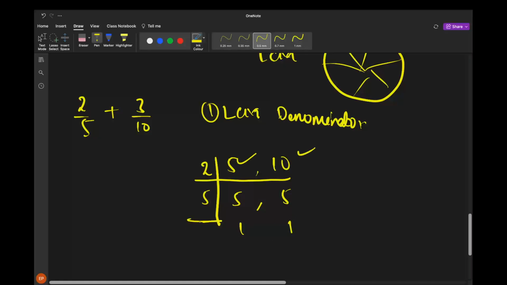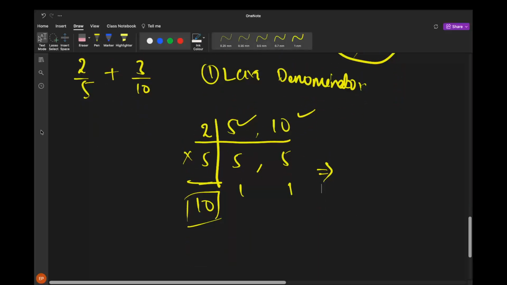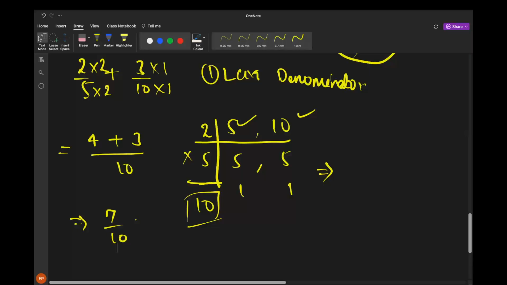So this is the LCM. Just multiply these two numbers. 2 5s are 10. 10 is the LCM, right? To make it 10, how much do we have to multiply here? 2. So multiply the same number here also. To make it 10, we multiply by 1 here. So 2 2s are 4 plus 3 1s are 3. 5 2s are 10, 10 1s are 10. So 10 is common. 4 plus 3 gives 7, which is 7 by 10. That's it.